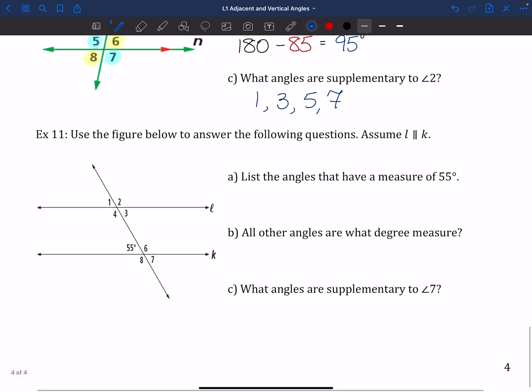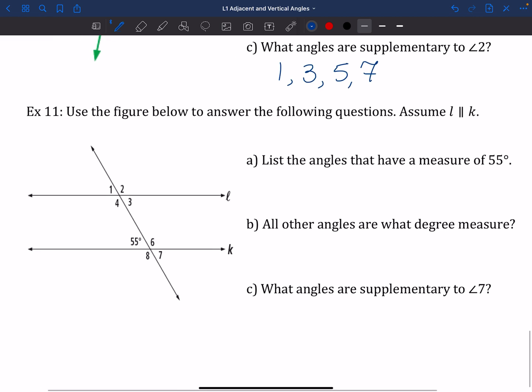Let's try another one out. And by let's, I mean, give it a shot. It's kind of the same idea, and then this is it, and then we're done. So we're assuming that lines L and K are parallel to each other. It doesn't have that on the diagram, but if it helps you to put that on there, we can put those little parallel arrows.